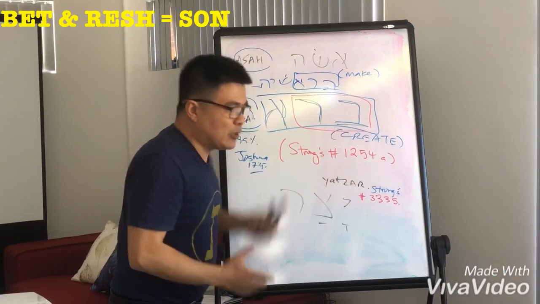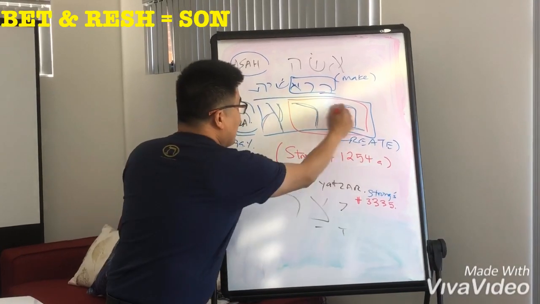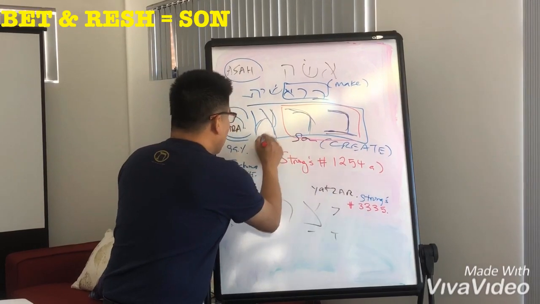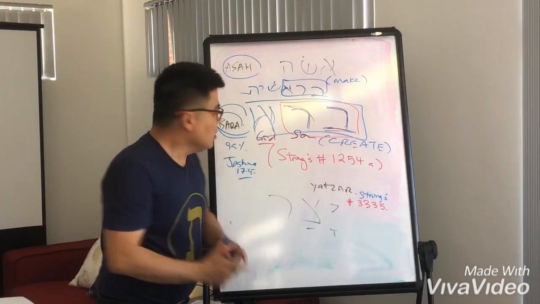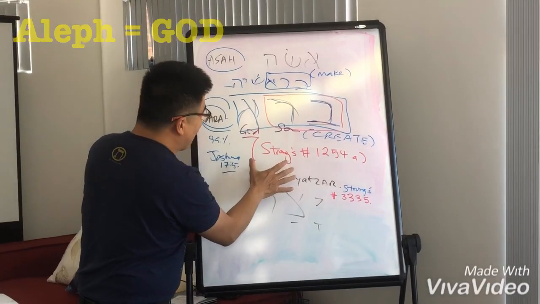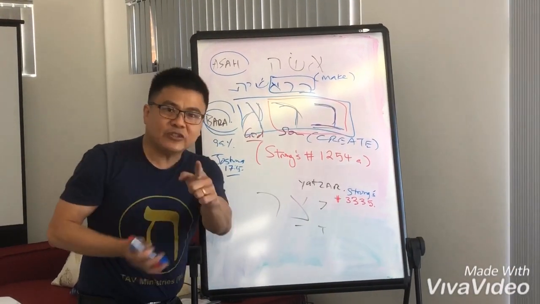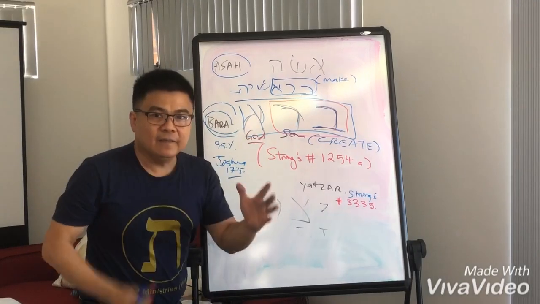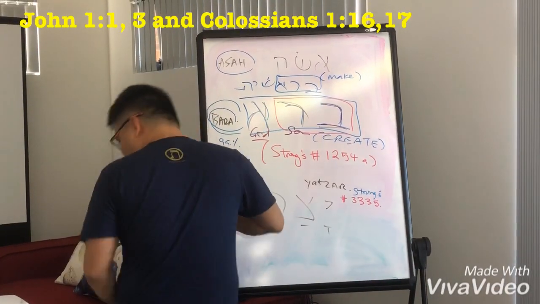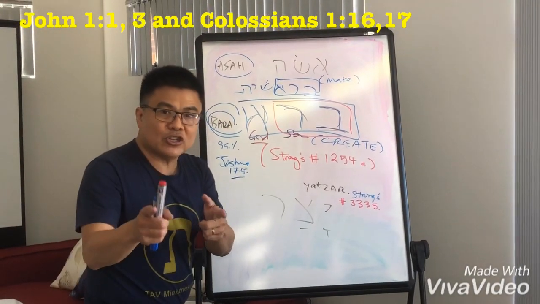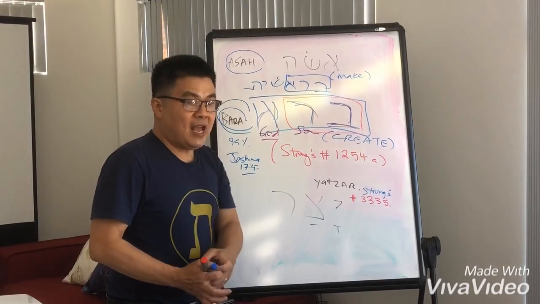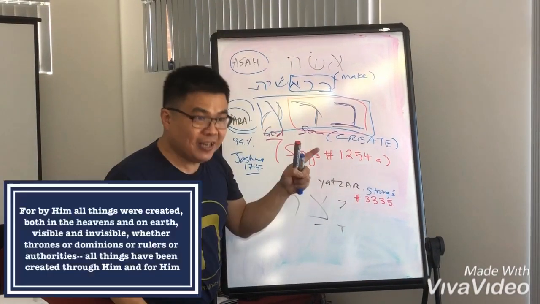Now, ladies and gentlemen, this is where the insight is going to happen. Holy Spirit, I pray that you release this word to the world. Bet, resh stands for the Son. Aleph stands for God. Look at this from Genesis chapter 1 verse 1 when God says, in the beginning God created, and go to John chapter 1 verse 1 and it says, in the beginning was the Word and the Word created. And if you look at it further, it says in Colossians chapter 1, for by Him all things were made, both in heavens and on earth.